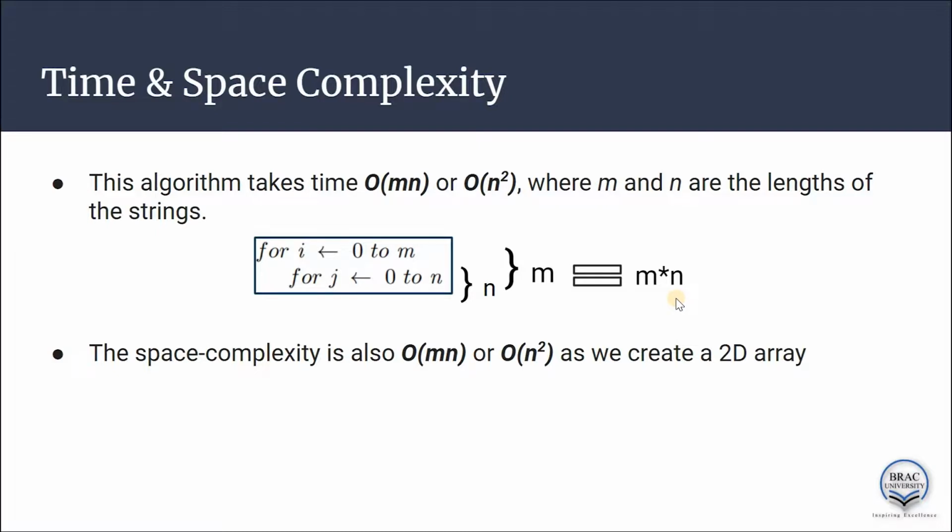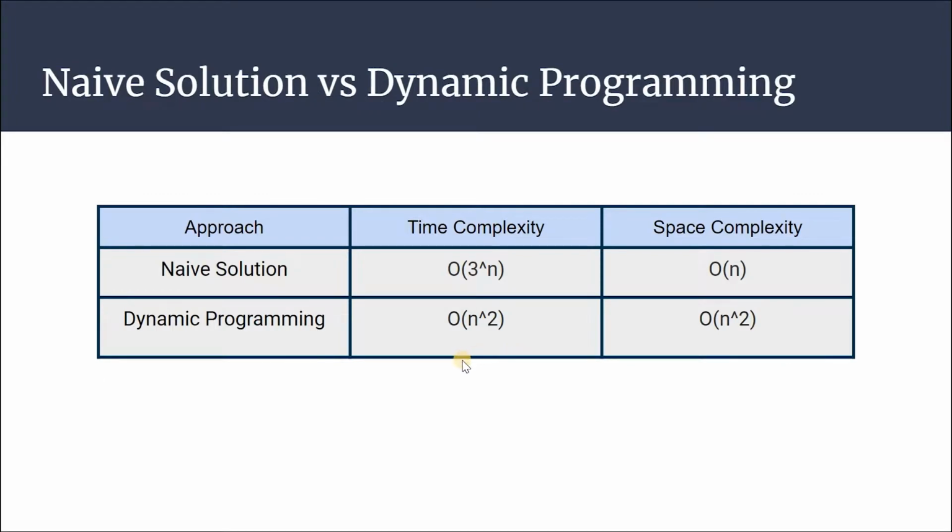Now let's talk about the time and space complexity of this method. As we can see, there's a nested loop in our pseudocode, so the time complexity is big O of m into n or big O of n squared, where m and n are the lengths of the strings. The space complexity is also big O of m into n or big O of n squared, as we create a two-dimensional array. Now, here's a comparison table of the naive approach versus the dynamic programming approach. We can see that the dynamic programming approach is better in terms of time complexity.